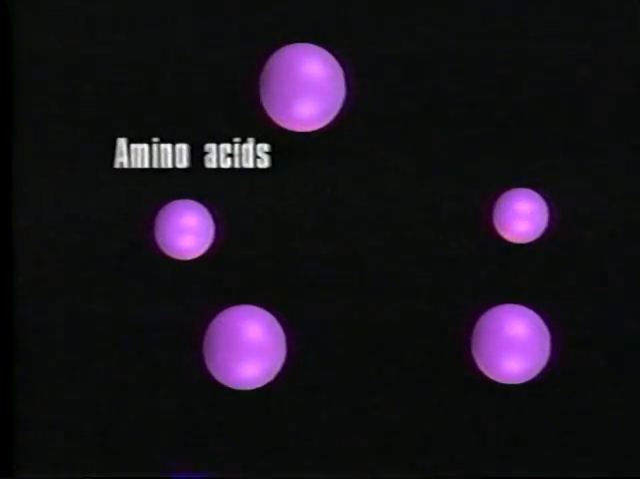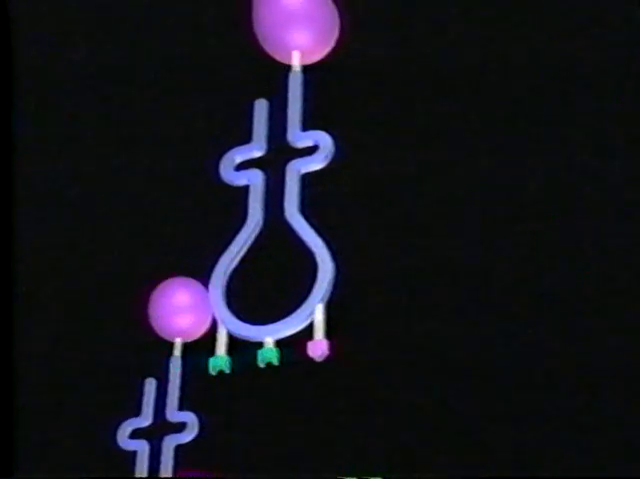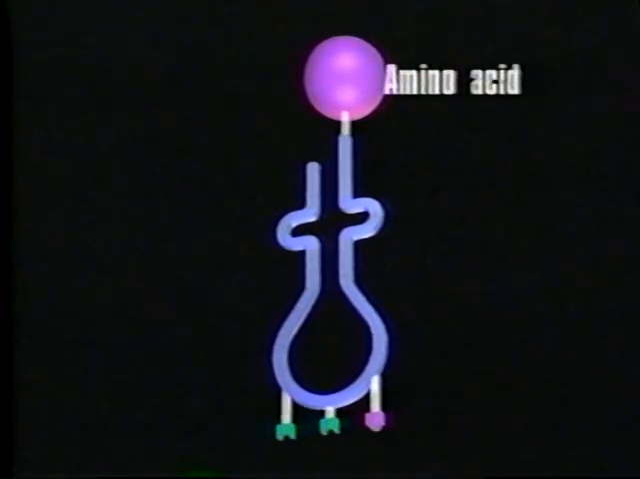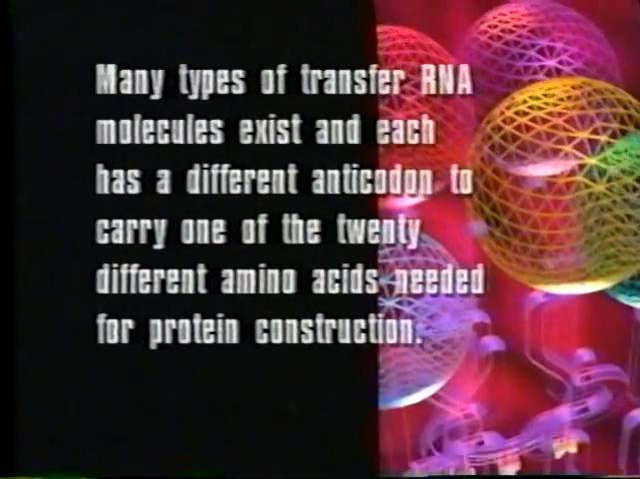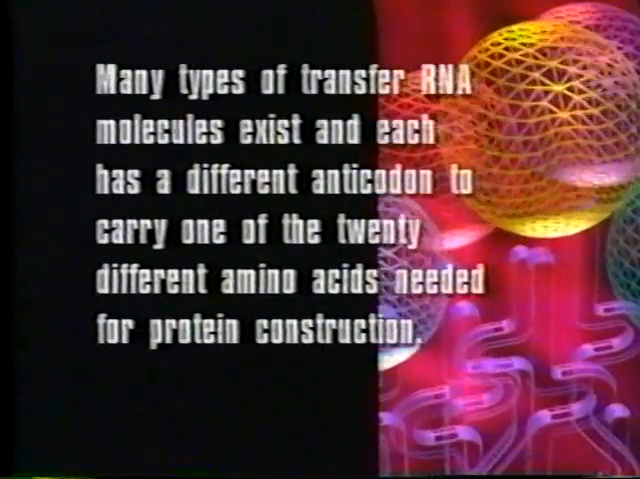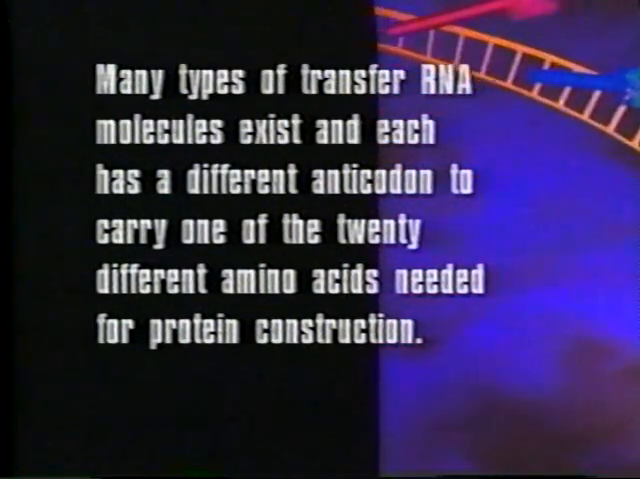Translation of the messenger RNA molecule starts at a special codon called the start codon. Transfer RNA molecules pick up amino acids in the cytoplasm and carry them to the ribosomes. An amino acid attaches to one end of the transfer RNA. A sequence of 3 nucleotide bases known as an anticodon is at the opposite end of each transfer RNA molecule. Many types of transfer RNA molecules exist, and each has a different anticodon to carry one of the 20 different amino acids needed for protein construction.